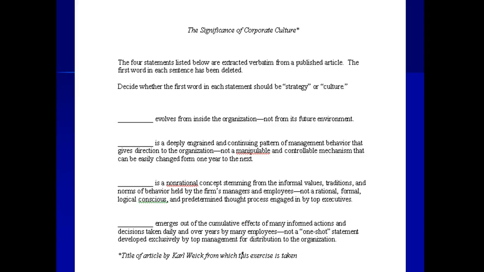Weick poses the question whether strategy or culture should replace the missing word from each of these sentences. These statements look very much like culture with the use of the words evolves, pattern, non-rational, values, traditions, etc. But as Weick discovered, the author of this paper used strategy in each of these sentences since it was a paper about strategy. So the point is that people's perceptions significantly impact how we define things around us. The end result is that we have a lot of variance in what people think strategy is.